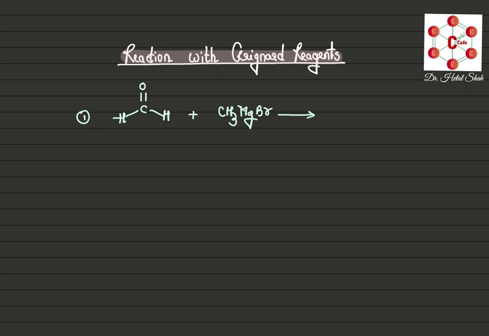If you do this, you will have minus and plus here. This is also partially positive. So the minus part goes here, and you can have HCO minus MgBr plus, neutralizing it, and then you'll have H and CH3.